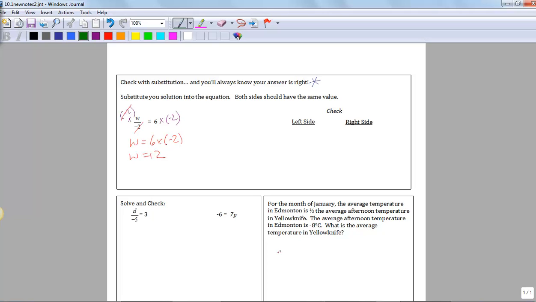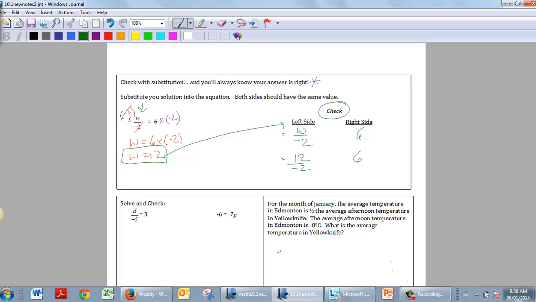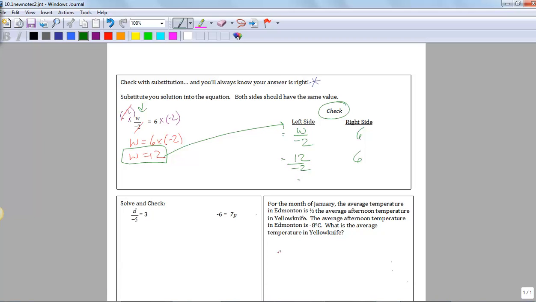Now, I want to know if I got the right answer, so I'm going to do a check. We talked earlier about left side equals right side. We have to keep that balance. The left side of my equation is W divided by -2. The right side of my equation is 6. So I'm going to substitute what I think W is. I think W is 12. So 12 divided by -2, and the right side still stays 6. 12 divided by -2 is -6.